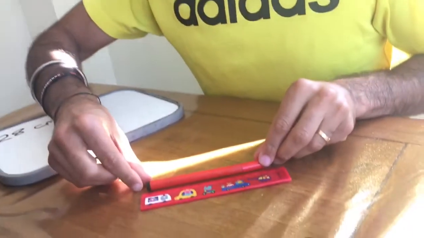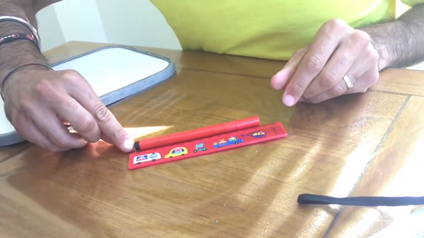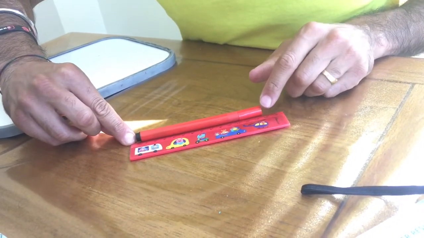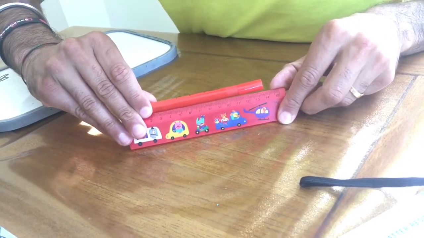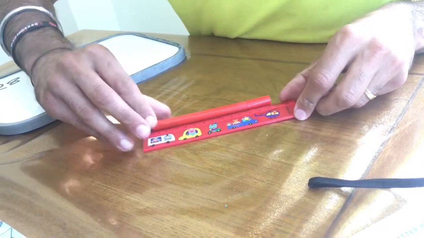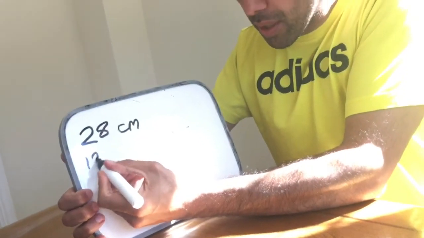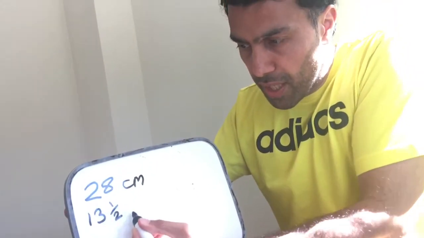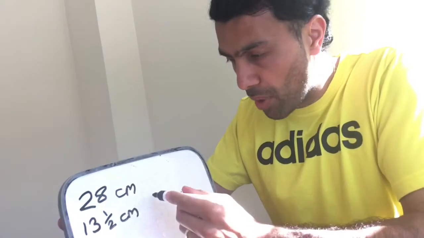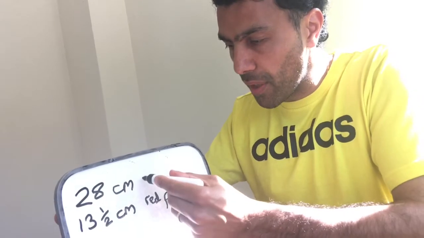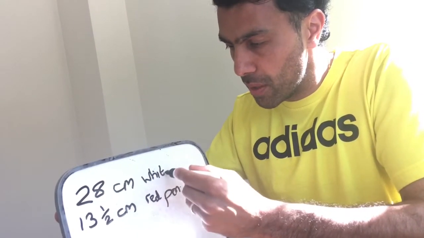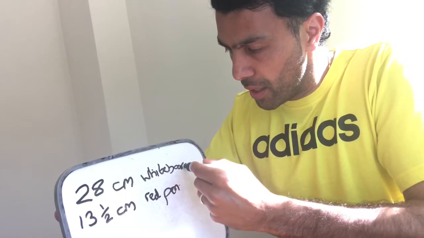So as always, remember to put it on 0. And this is in between 13 and 14, just there. So that's 13.5 centimeters long. So I would write here 13, and we're just going to write half centimeters long, and that's my red pen. Okay, and here we can write is my whiteboard. Okay, there you go.